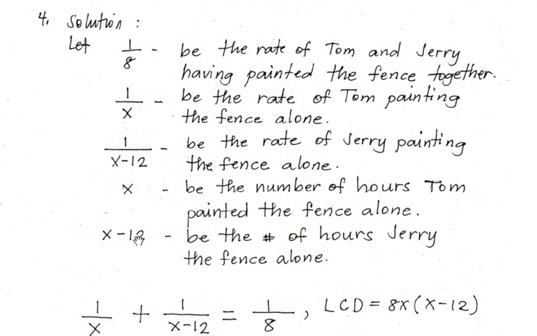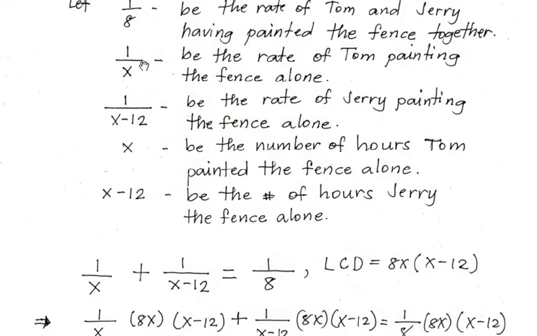And how did we get x minus 12? I will explain it later. x minus 12 is the number of hours Jerry painted the fence alone. There must be the word painted here. And of course, the rate of Jerry painting the fence alone is 1 over x minus 12.